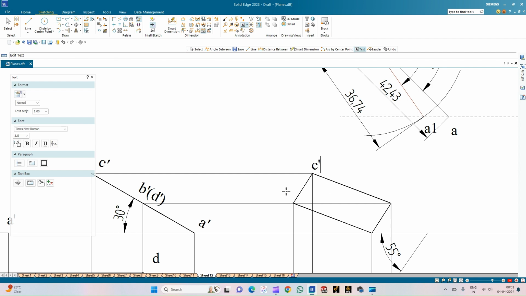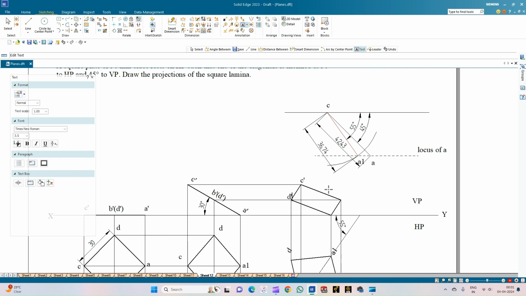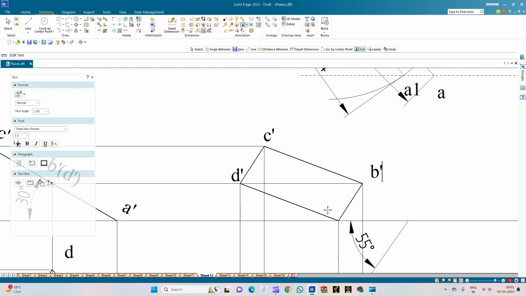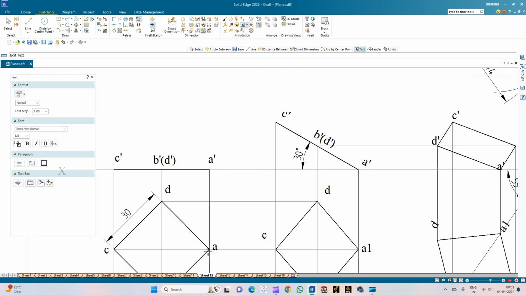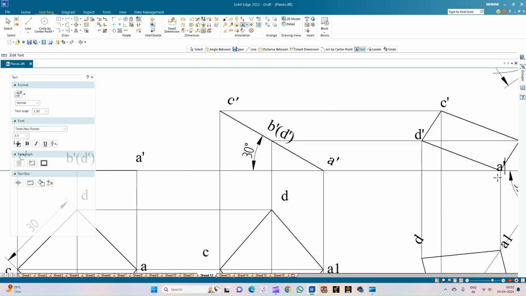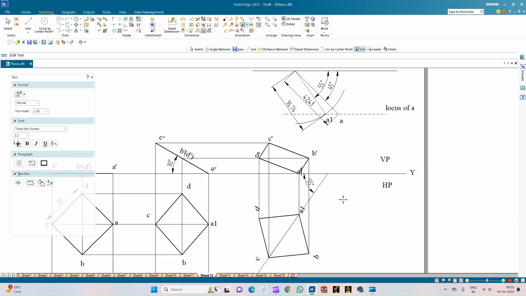So this is C dash, and this is D dash, and this corner is B dash, and this corner is A dash. So to verify, here on the right hand side of the observer, it is resting on one of its corner A in the initial position. Even in the final position, here it is resting on one of its corner A dash. So with this, we have completed the problem.